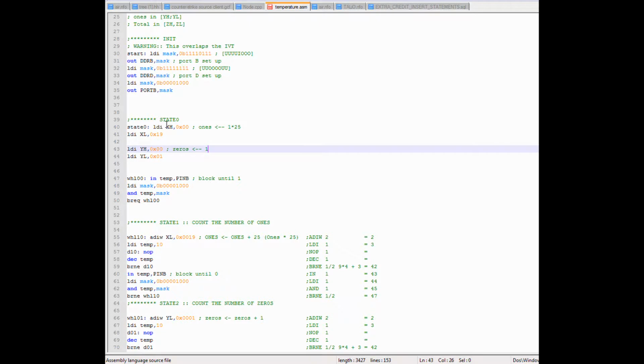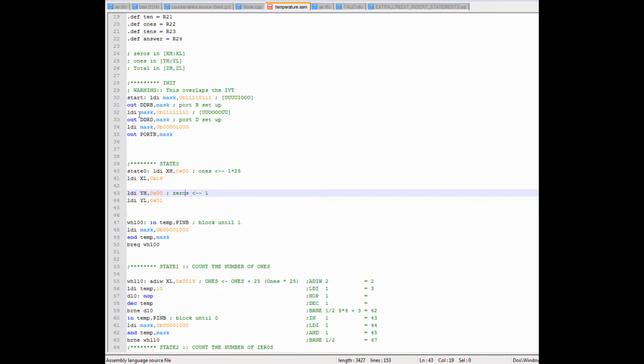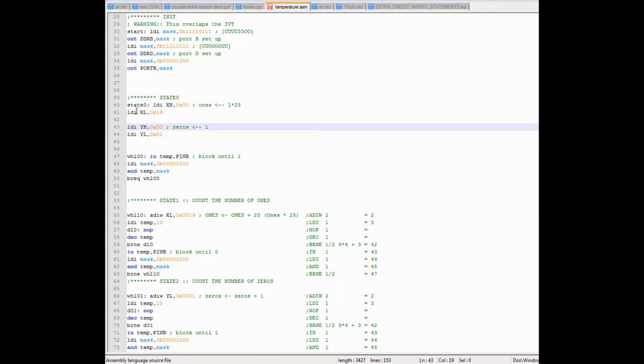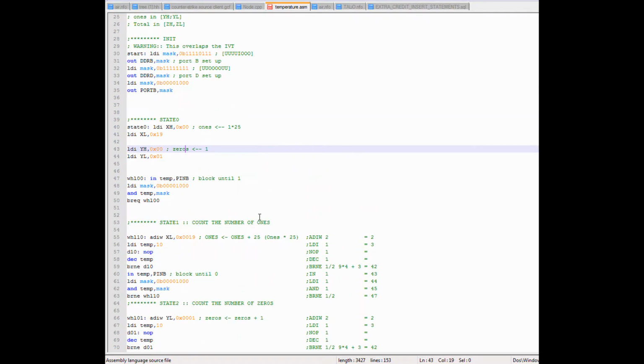Next we get to state 0, and this is just to wait. We don't want to start counting our 1s or our 0s in the middle of the temperature sensor's run, in between 1s and 0s, so we only get half of the 1s or half of the 0s, say. So this just waits until we start seeing 1s for the first time, and then we'll start counting the 1s. Actually, I'm sorry, first it initializes X and Y to start off with. It puts 1 into X and 1 into Y.